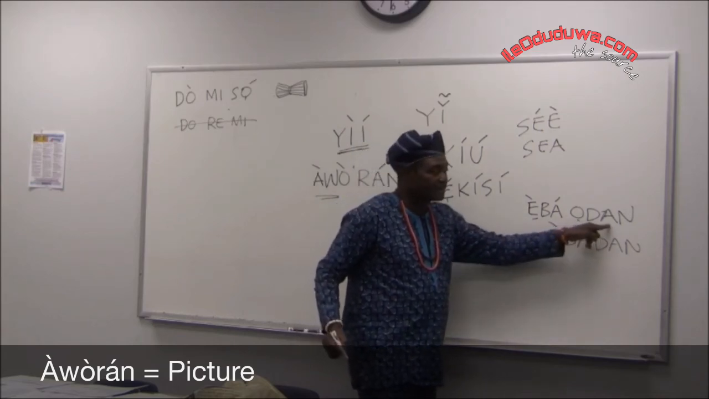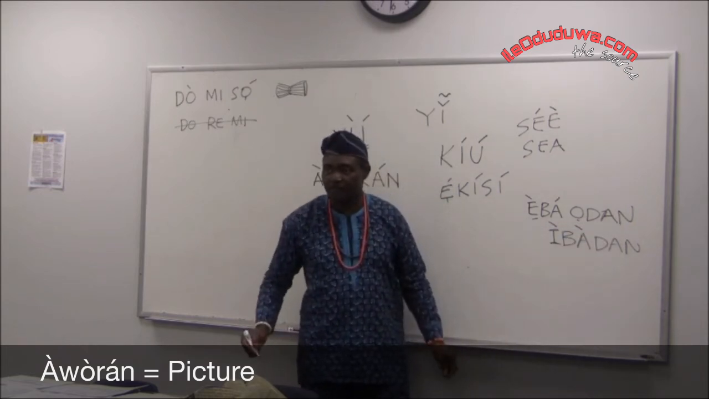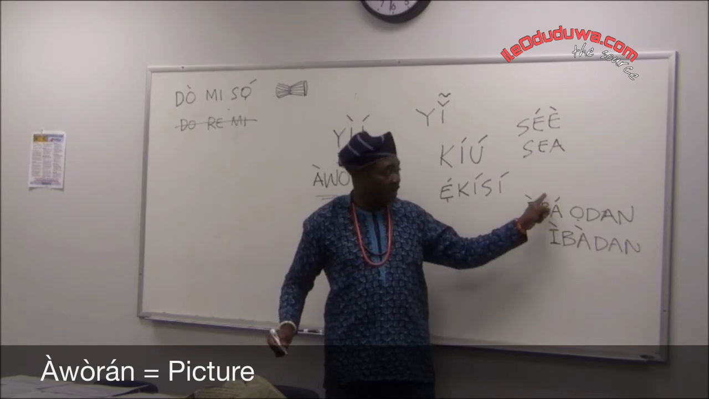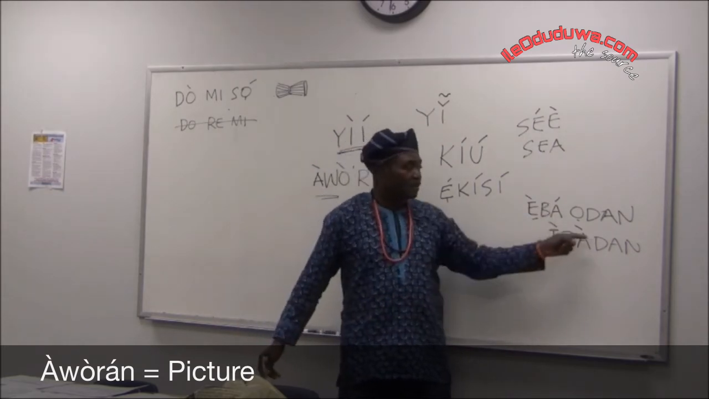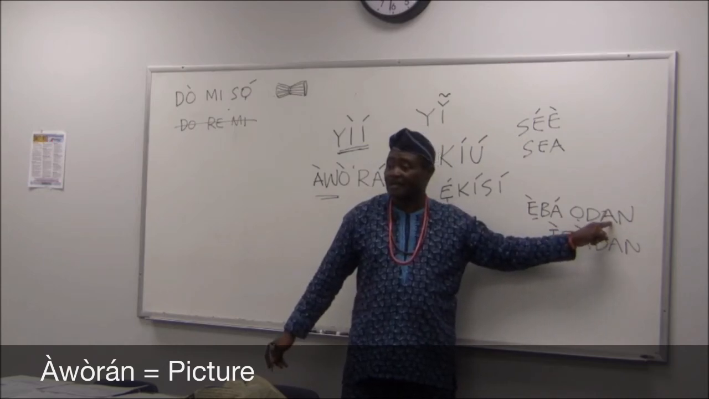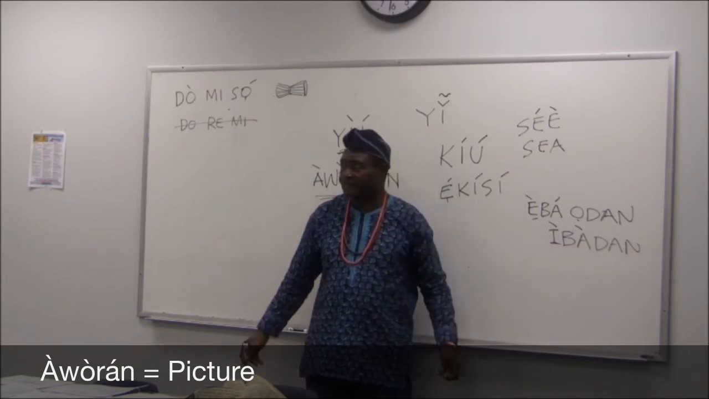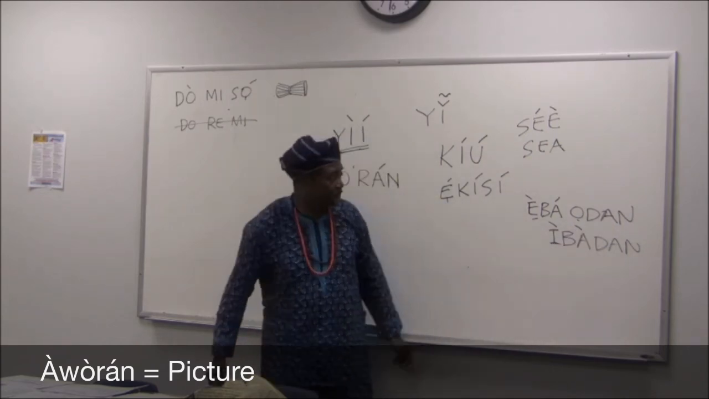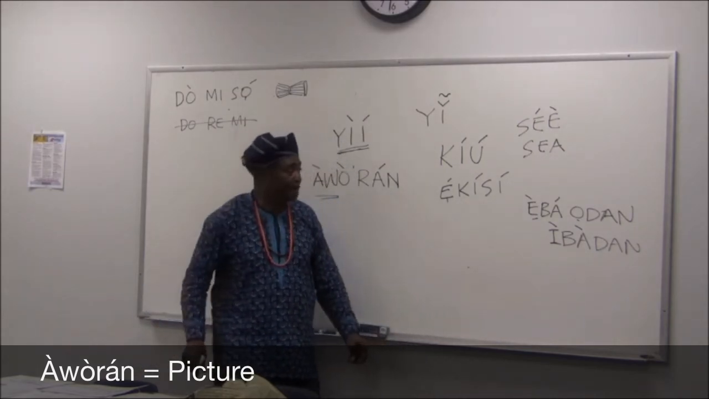But here near the grassland, by the edge of the forest. Right, that's Eba. Eba means beside something. Odan, edge of the forest, between the grassland and the forest land, right? Vegetation. So that's the difference, right?